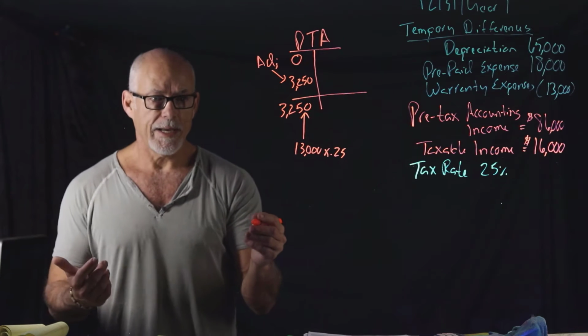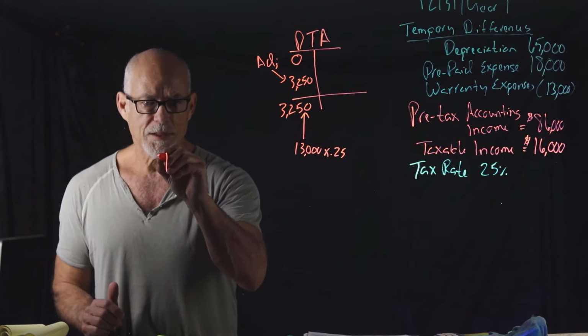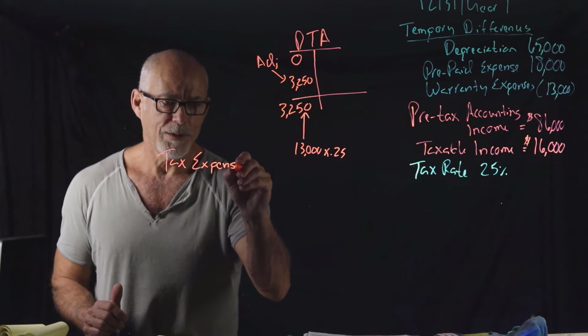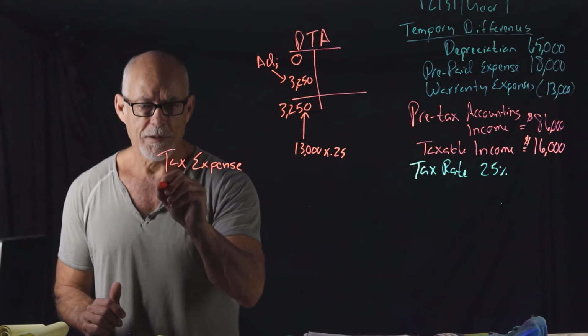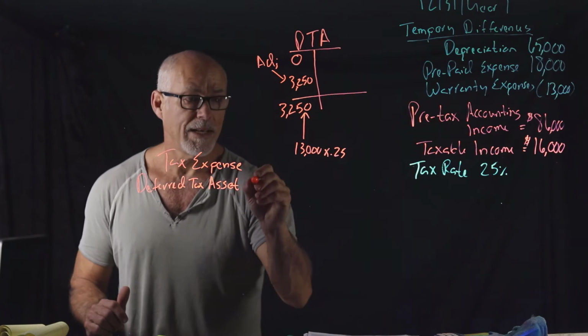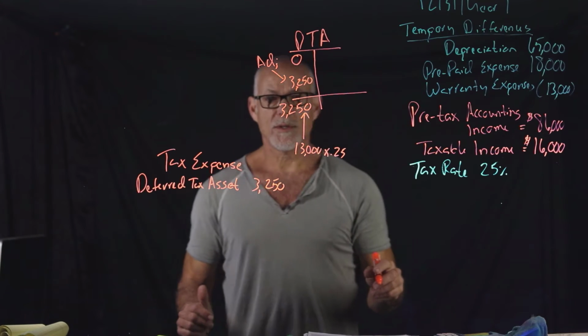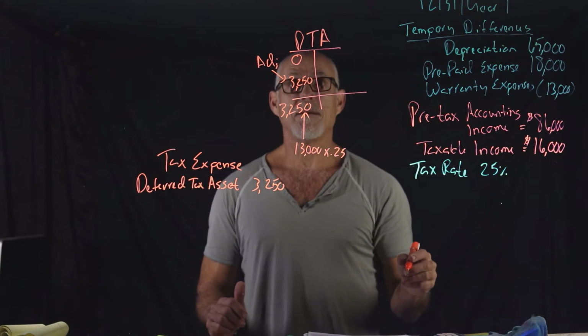And let's go ahead and write down our journal entry, tax expense. We're going to back into that. We just know the deferred tax asset. We know what that is. That's $3,250. And now what I'm going to do is come over here and figure out what the deferred tax liability needs to be.